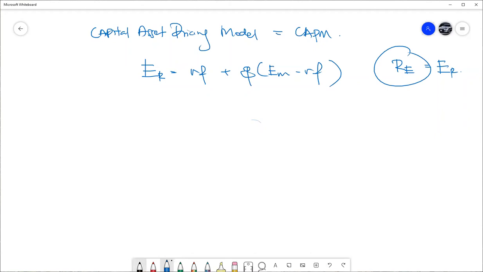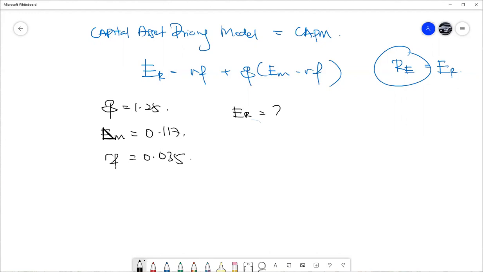So look at question number 13. What are the information given to you? Using capital asset pricing model, a stock has a beta of 1.25. The expected return on the market, expected return EM of the market is 11.7%. And the risk-free rate is 3.5%. What is the expected return? Means find this.